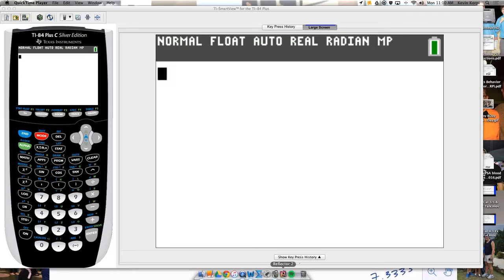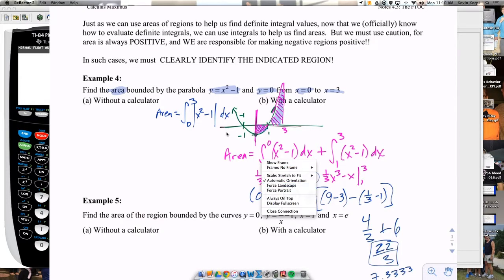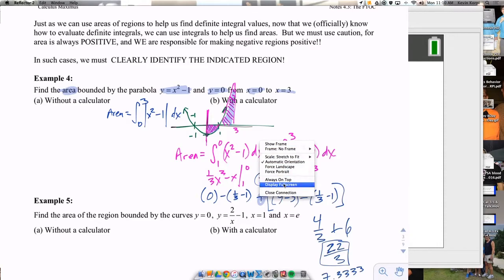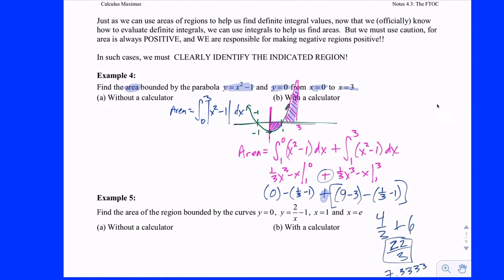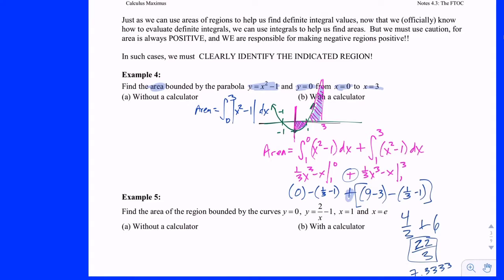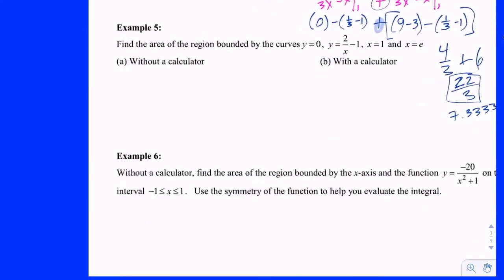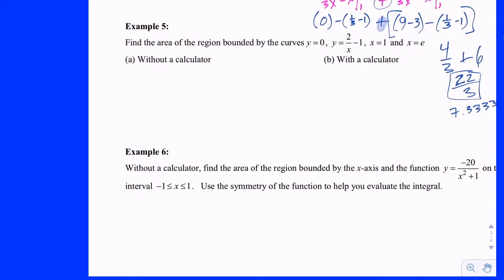All right, 4.3, example 5. We're dealing with the fundamental theorem of calculus, which for right now, part 1, what I call part 1, is essentially the shortcut rule for integration. So we're on example 5. It says to find the area of the region.